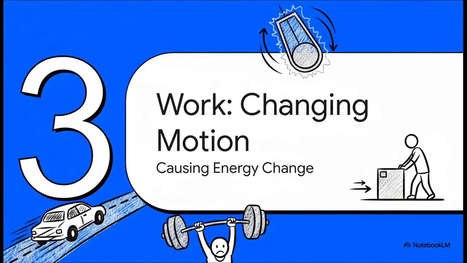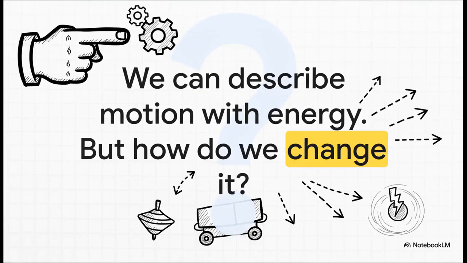So, okay, we know a moving object has kinetic energy. But what's the next logical question? Well, how do we change it? How do we make something go faster or maybe slow it down? The answer in physics is simple. You have to do work on it. That's right. You can't just wish for an object to move faster or for its energy to magically increase. You actually have to do something to it. And that something, in the world of physics, is what we call work.